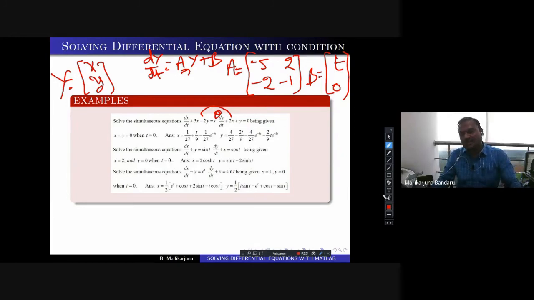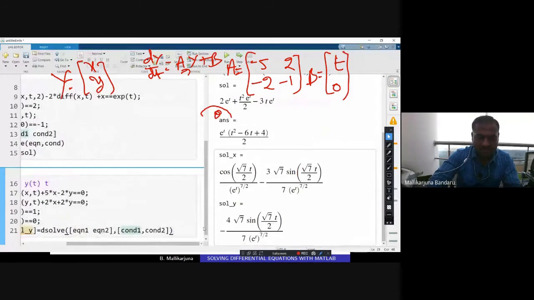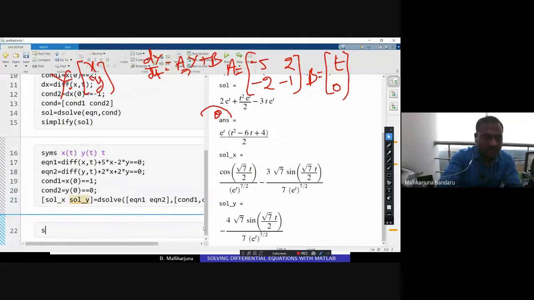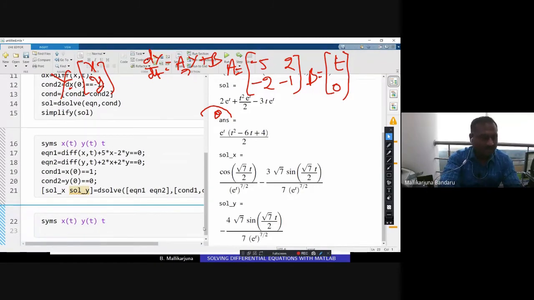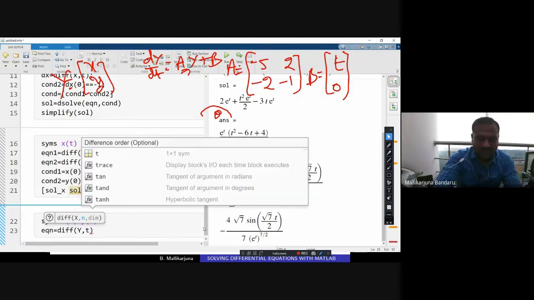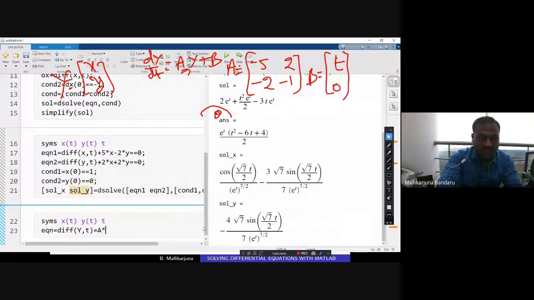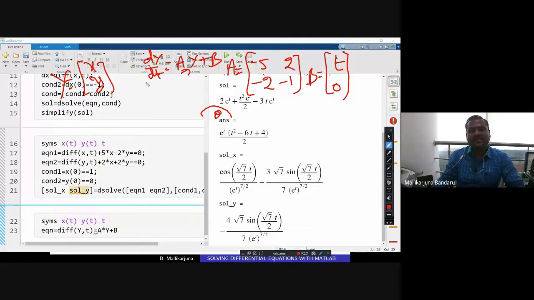The same thing in a matrix form. Let us see how you write it in a program. In the matrix form, the solution variables are x and y, and the independent variable is t. The equation is the differentiation of capital Y with respect to t is equal to A star capital Y plus B. This is exactly dY by dt is equal to AY plus B.